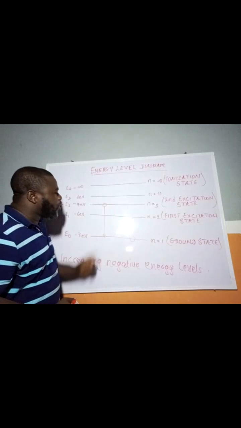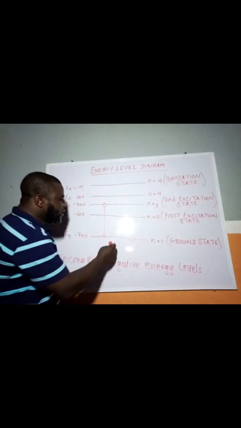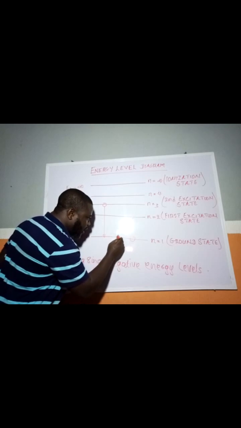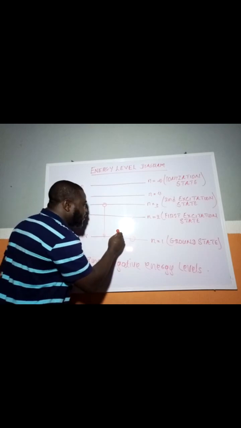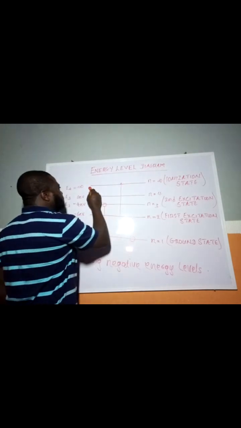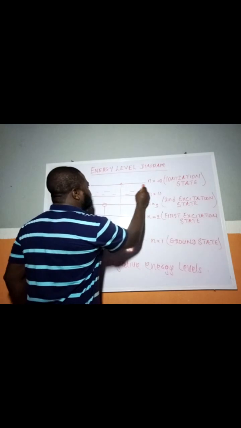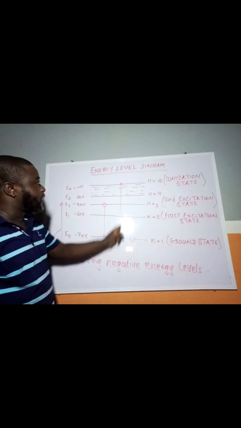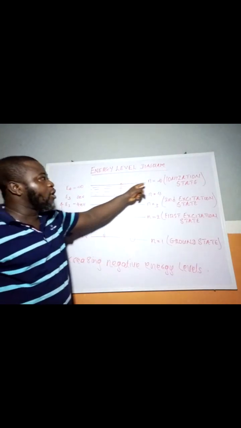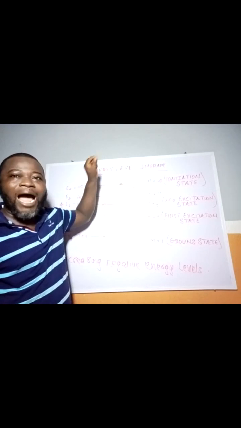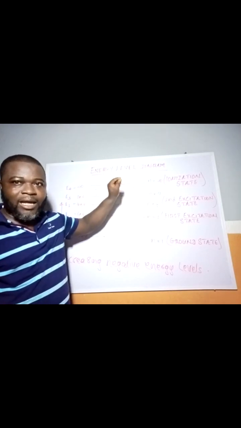Another thing I want to explain: let's assume you have an electron here, and this electron moves directly to infinity. Let me draw this for you. This is n to infinity. So this electron moves directly down to here. That means this electron moves to infinity. That is what we call an ionized electron, and that state is what we call the ionization state.